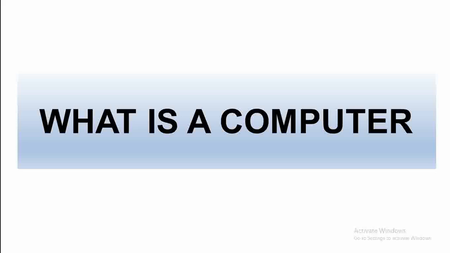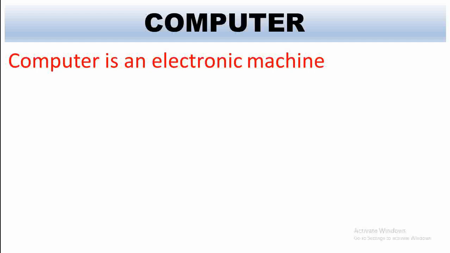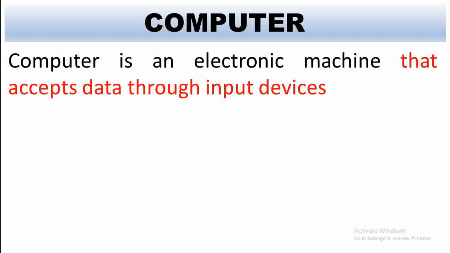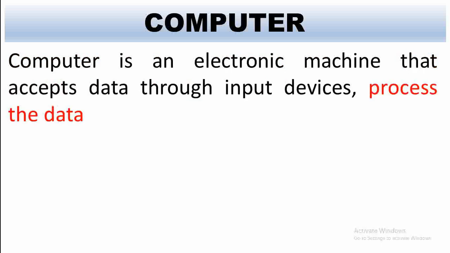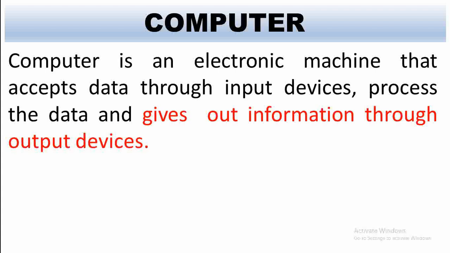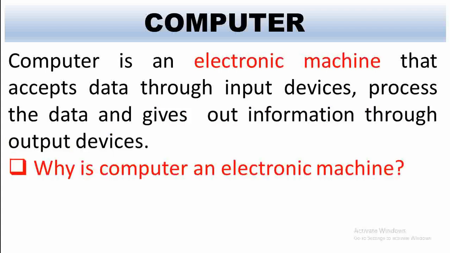For us to know about computers, we have to know the basic knowledge about the computer. What is a computer? Like the general definition usually given to pupils in school, a computer can be defined as an electronic machine that accepts data through input devices, processes the data, and gives out information through output devices. So the question we are going to ask ourselves is, why is a computer an electronic device?